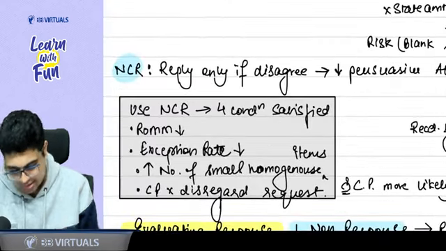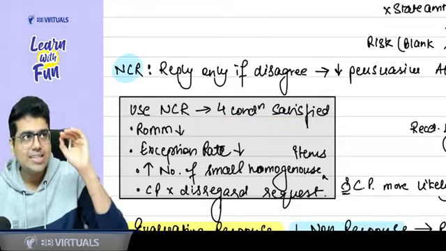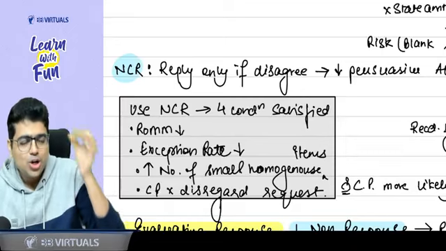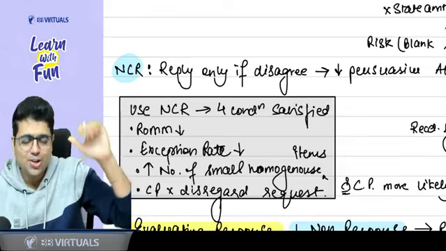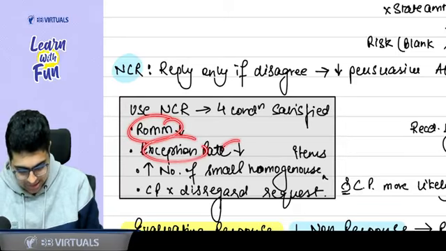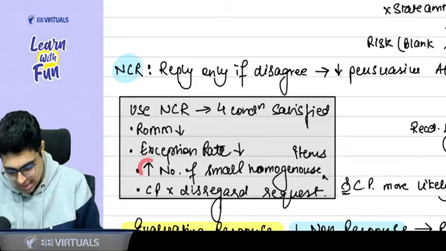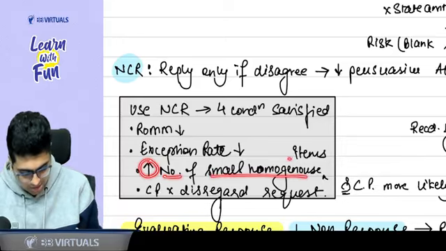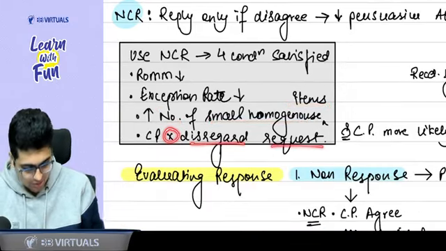So when to use NCR? When 4 conditions are satisfied. 2 things low, 2 things less, 1 thing more. 2 things less, ROMM is less, exception rate is less. Risk of material misstatement is less, exception rate is less. There are large number of small homogeneous items and we feel that confirming party will not disregard the request.